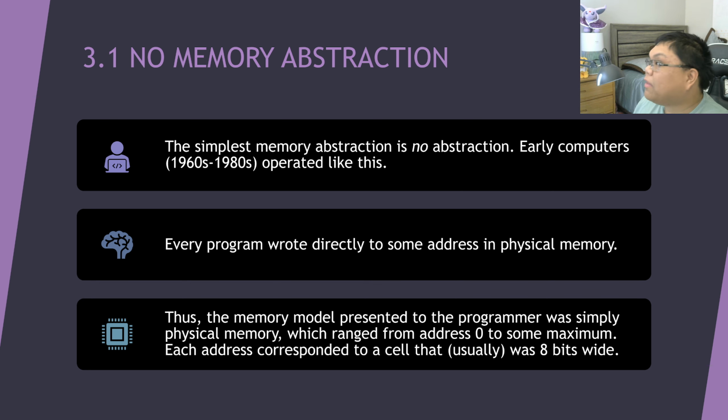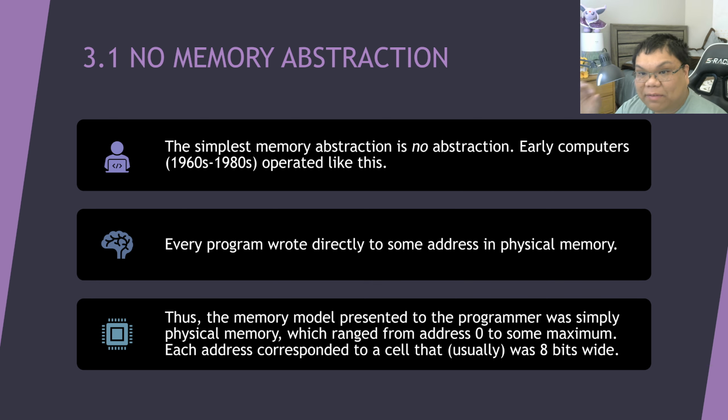Physical memory has addresses that range from 0 to some maximum value. And each address corresponded to a cell that is usually 8 bits wide. When we say that something is 8 bits wide, these days we call that a byte. And a byte is assumed to be, well, at least these days, 1 byte is assumed to be 8 bits.